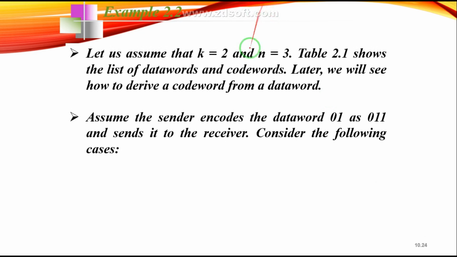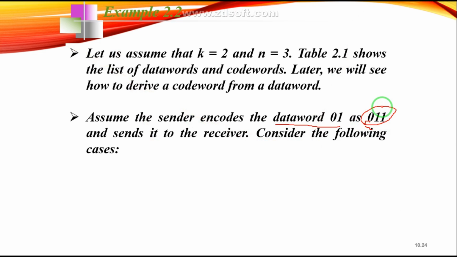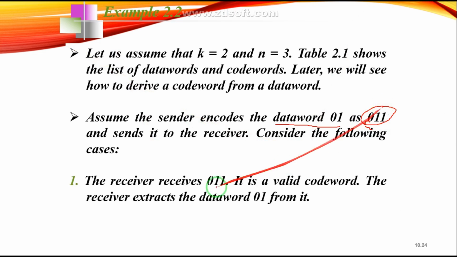As I told you, focus on that one: data word 01, we are going to transmit it as code word 011, which is present in the valid list. Now considering the following cases. Guys, if the receiver receives 011, then definitely it is a valid code word. So the receiver is going to extract the data word 01 from it. So no problem in that.